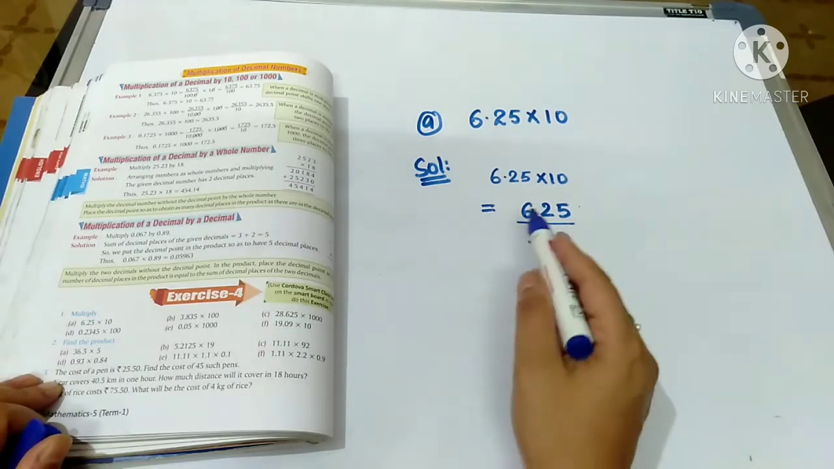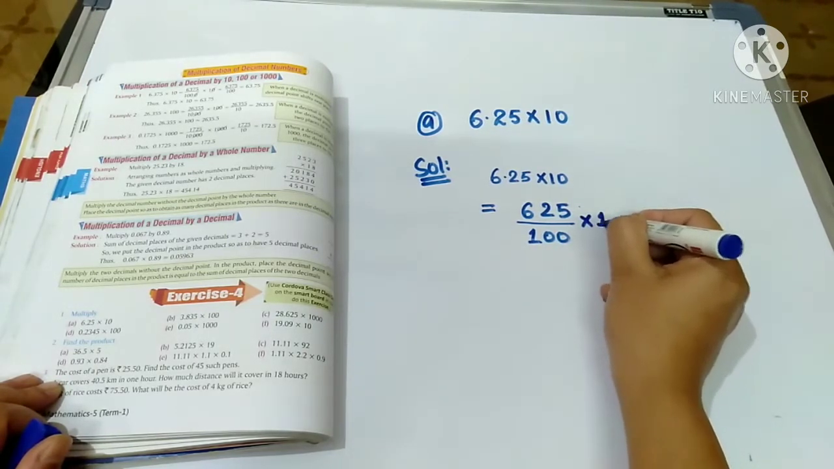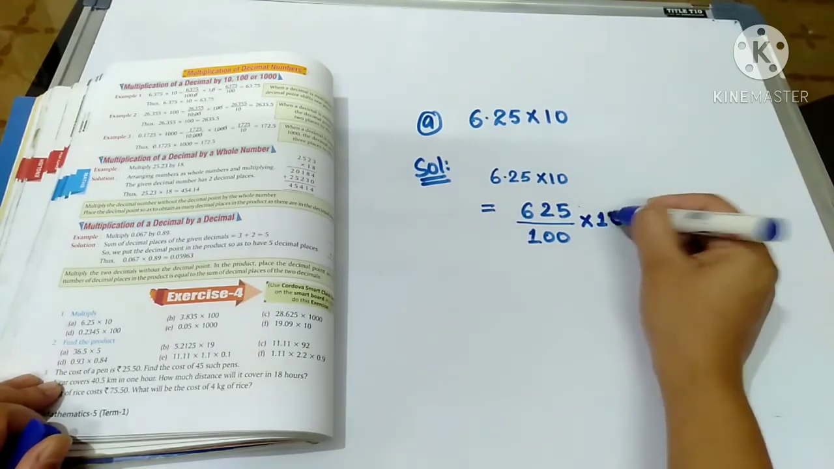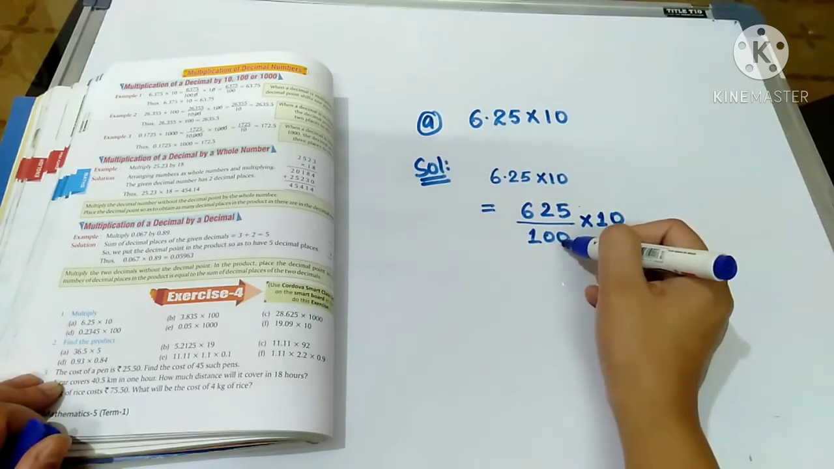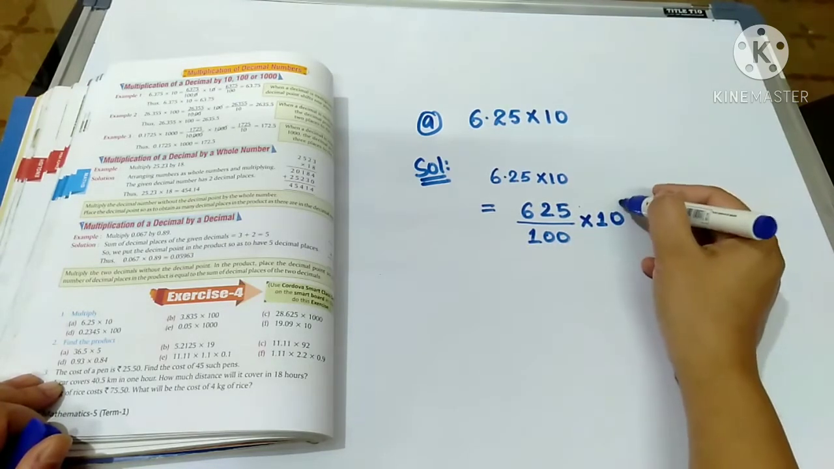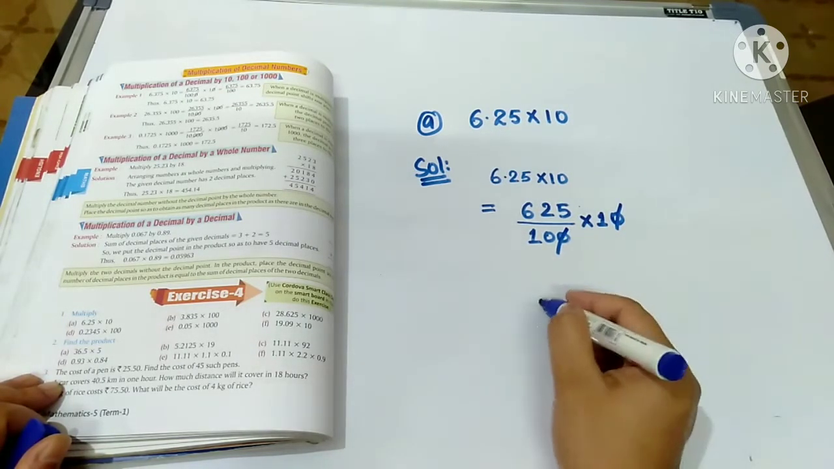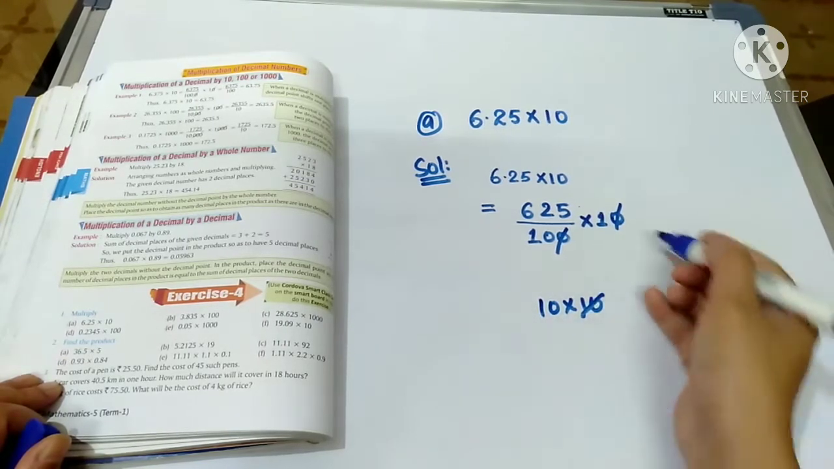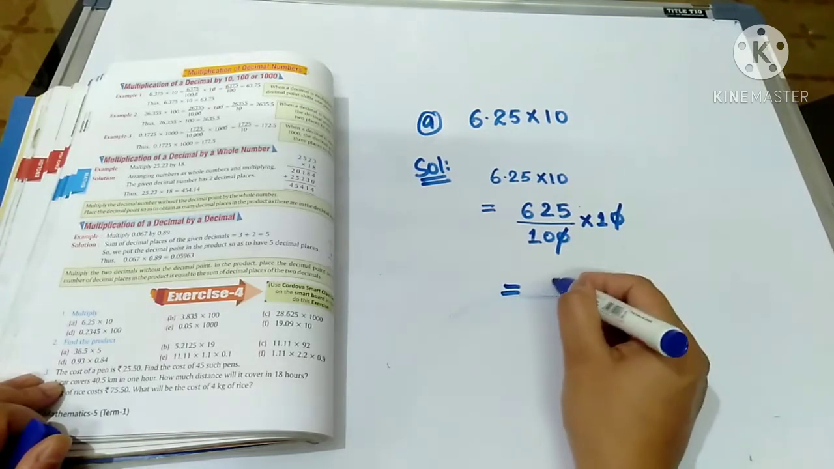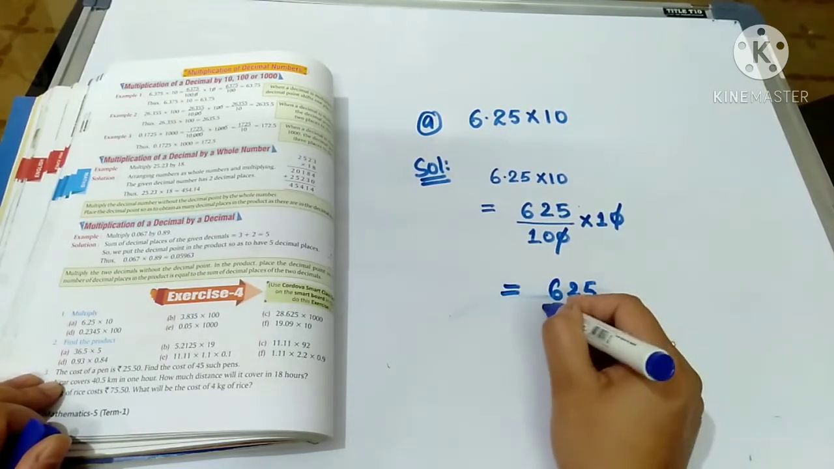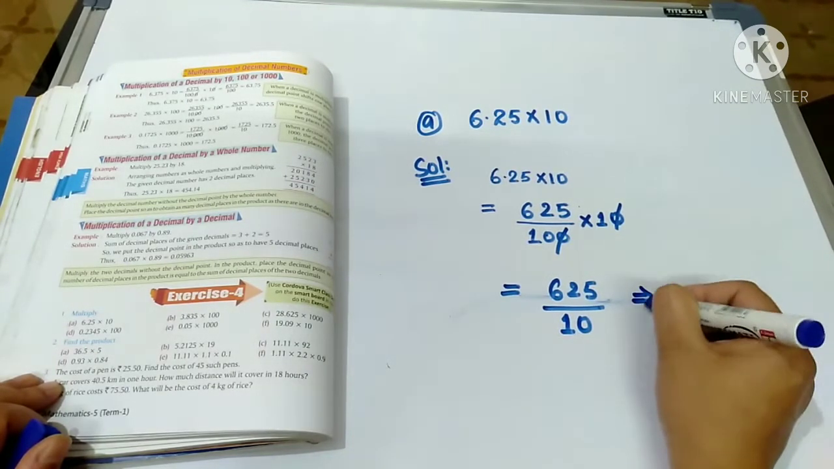This we have learned, how to convert it into the fraction. We have converted it into the fraction. Now we will multiply it with 10, as 10 is given over here. Now you can see that there is 1 zero in the numerator and there are 2 zeros in the denominator, so we can cancel only the zeros. Because 100 is 10 into 10, that means one 10 is cancelled. So now here we can write 625 upon 10. Now we have to write it in the form of decimal.